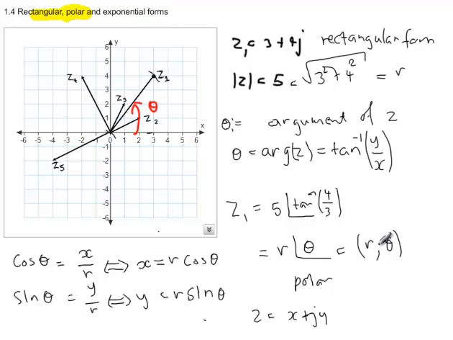I hope you understood that at the end we said a number this way can be represented in exponential form as r e to the power j theta. Something which I didn't emphasize then is this angle theta.